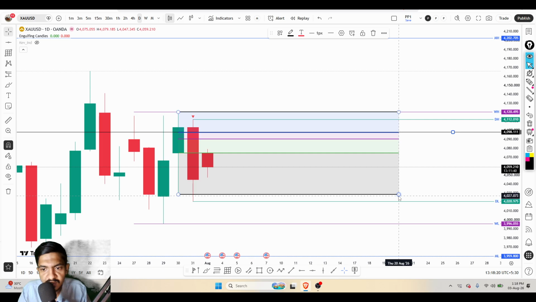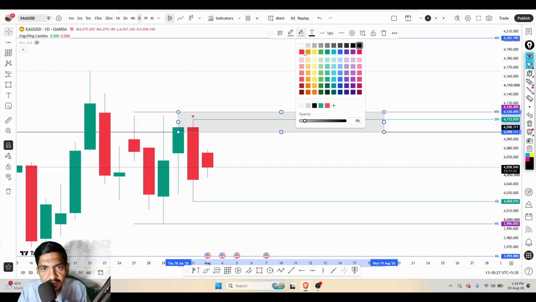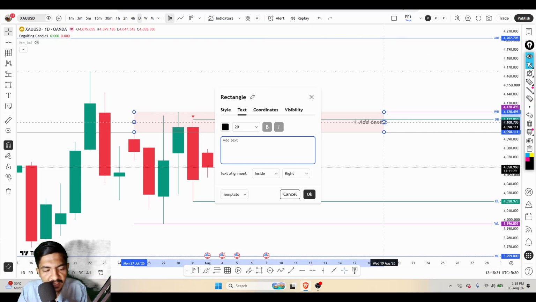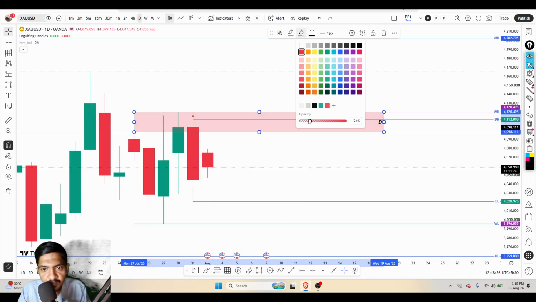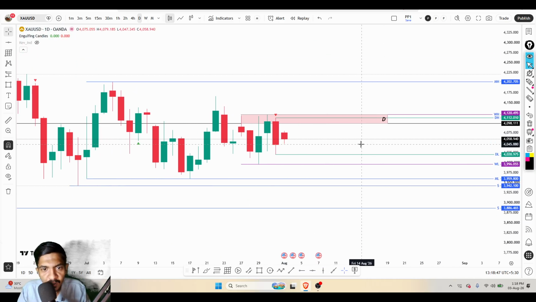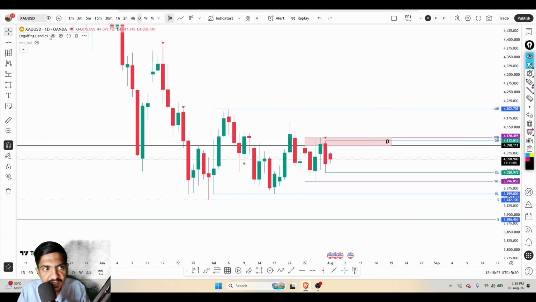So let me mark this zone quickly. This is the overall zone, traders. Let me mark this like this, and this will be the resistance in the daily time frame. I'll keep this at 20 so we can see it clearly. Okay, traders, so you understood, this is our daily resistance as of now.